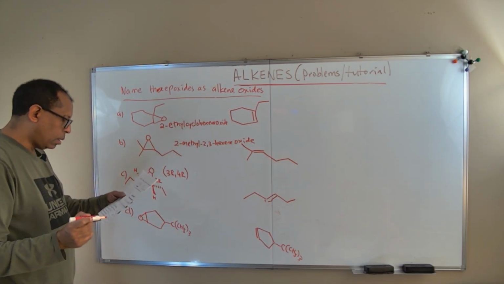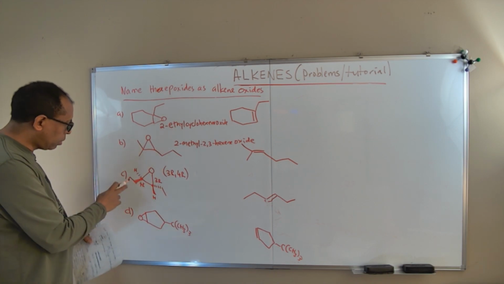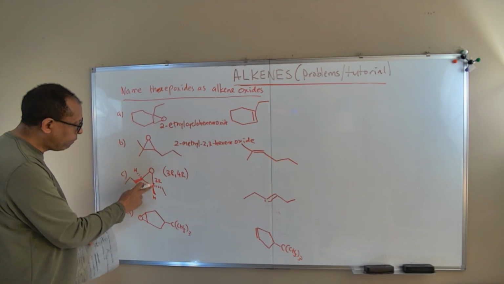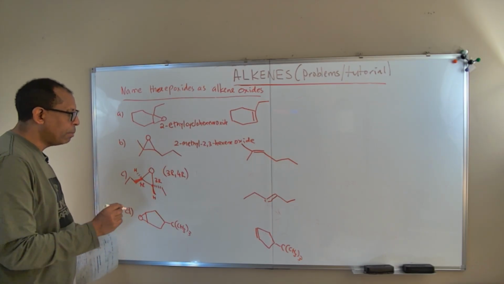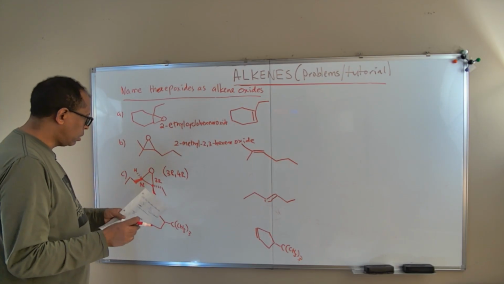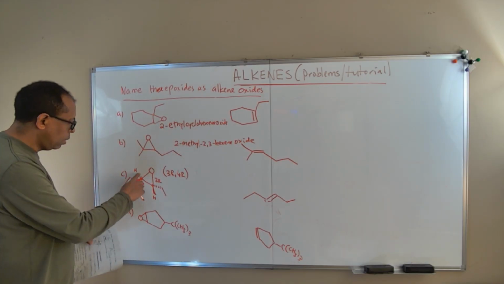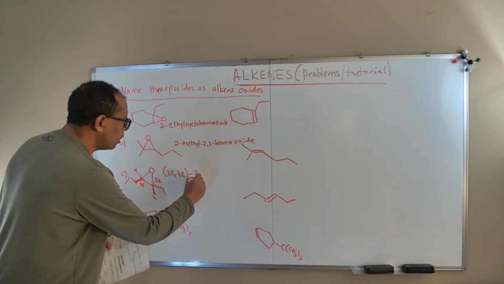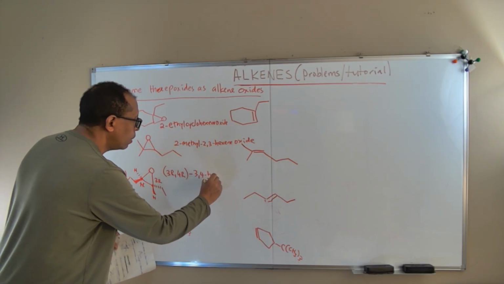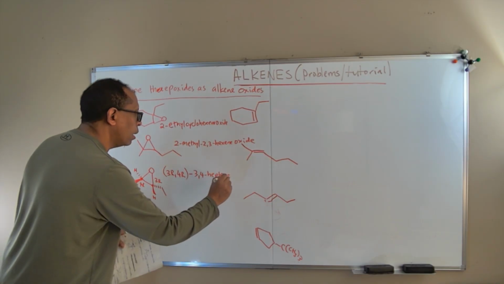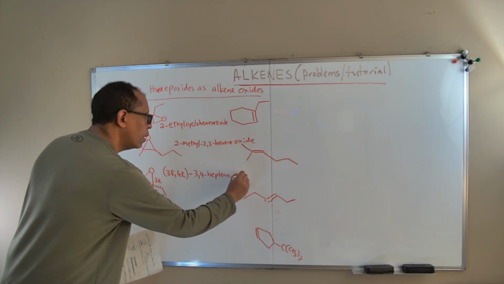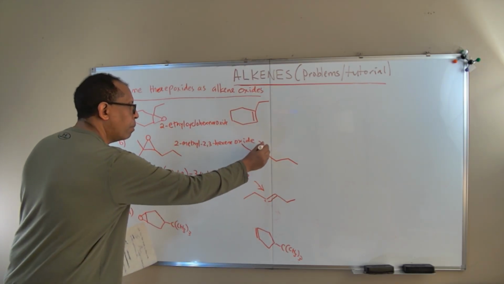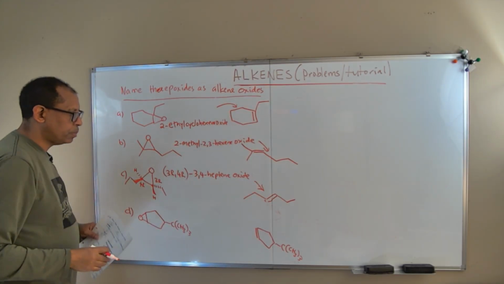And totally, it has 7 carbons. 1, 2, 3, 4, 5, 6, 7. So it is heptene oxide. So 3,4-heptene oxide, as an alkene oxide. From this one is from where it came. This is from where it came.